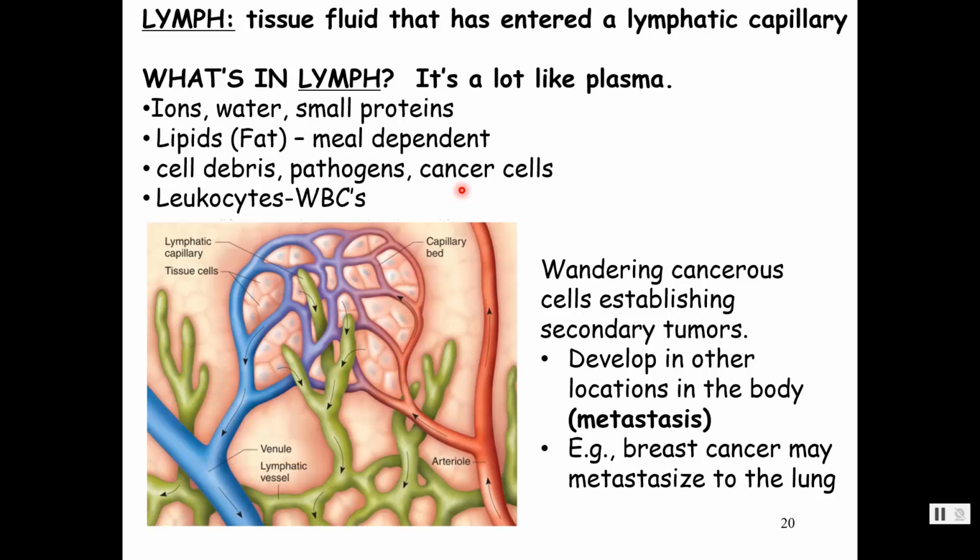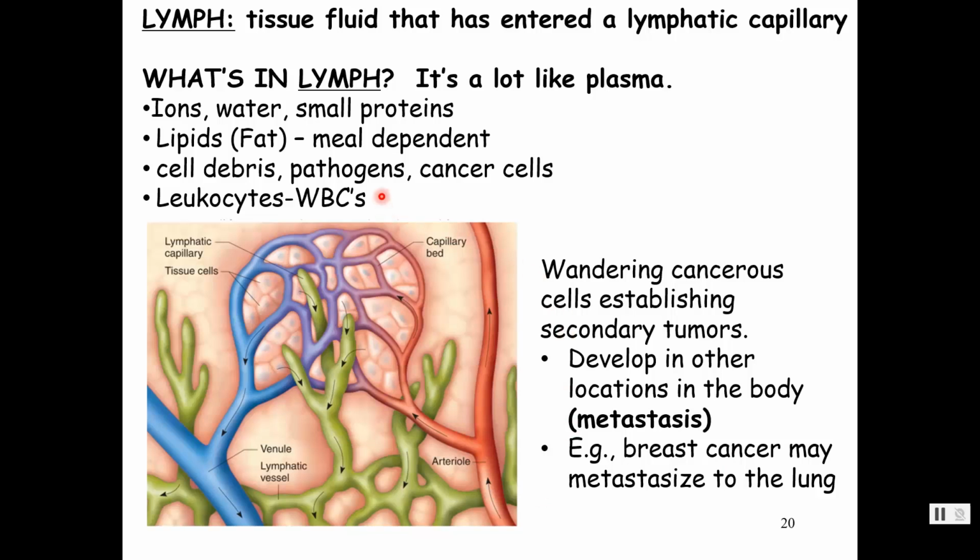Also cancer cells. So cancer is unregulated cell growth, and when these cells become cancerous, they often will lose their cellular attachments. And when they lose their cellular attachments, they start to wander, and they can get picked up by the lymphatic system, and then they can travel and cause secondary tumors. So when cancer moves or spreads, it's called metastasis. And so that's how cancer spreads. It's going to use the lymphatic system. So just for example, breast cancer can metastasize and move to the lung and cause tumors in lung tissue.